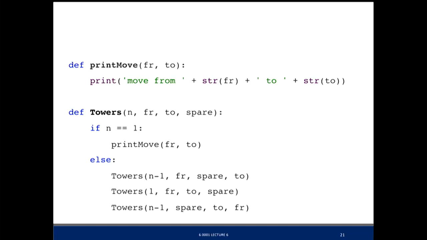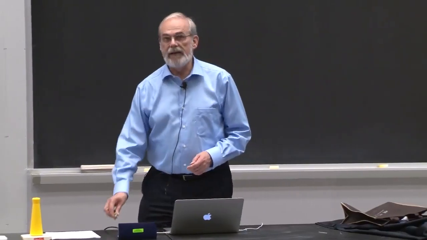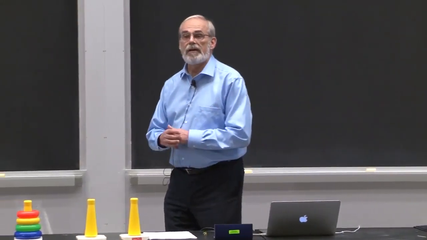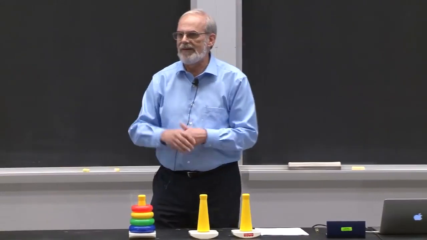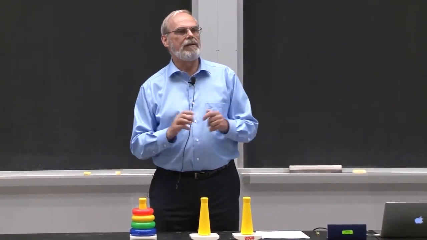If it's just a stack of size 1, just print the move, take it from from to to. Otherwise, move a tower of size n minus 1 from the from spot to the spare spot. Then move what's left, a tower of size 1, from from to to. And then take that thing I stuck on spare and move it over to to. And I'm done. In the code that we handed out, you'll see this code. You can run it. I'm not going to print it out, because if I did, you're just going to say, okay, it looks like it does the right kind of thing. Look at the code. Nice and easy.